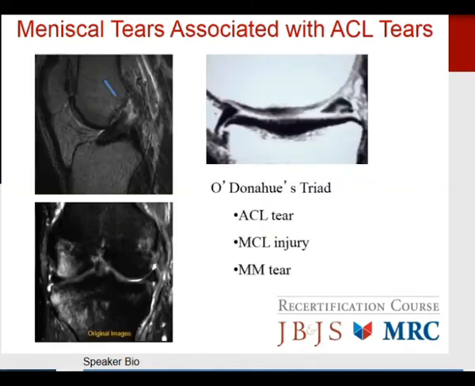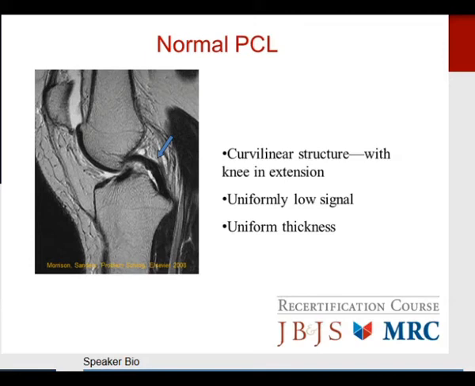The O'Donoghue triad is disruption of the ACL, injury of the medial collateral ligament, and a tear of the posterior horn lateral meniscus. In the sagittal imaging plane, we can see fluid signal extending through the proximal fibers of the ACL, indicative of a disruption. We can see the bone contusions in the lateral compartment of the knee on the coronal images, and then the surfacing signal in the posterior horn lateral meniscus.